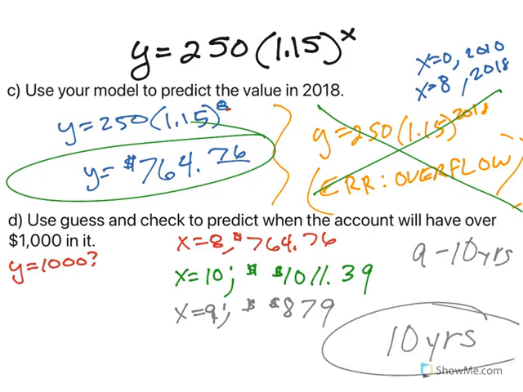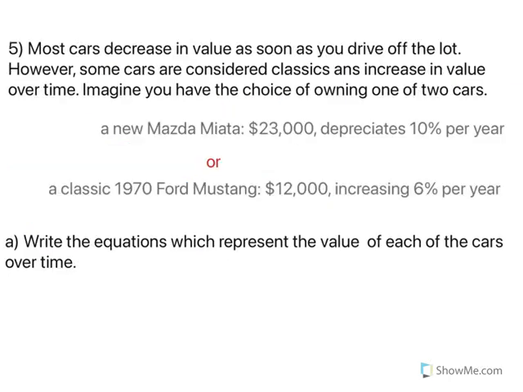All right, let's do one more of these. Most cars decrease in value as soon as you drive off the lot. However, some cars are considered classics and increase in value over time. Imagine you have the choice of owning one of 2 cars. A new Mazda Miata. It's $23,000. It depreciates 10% a year. Or you can have a classic 1970 Ford Mustang, $12,000, and it increases at 6% per year.